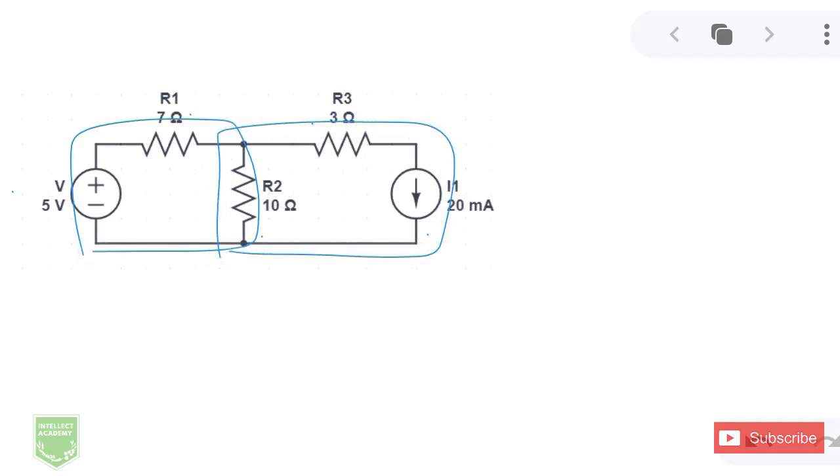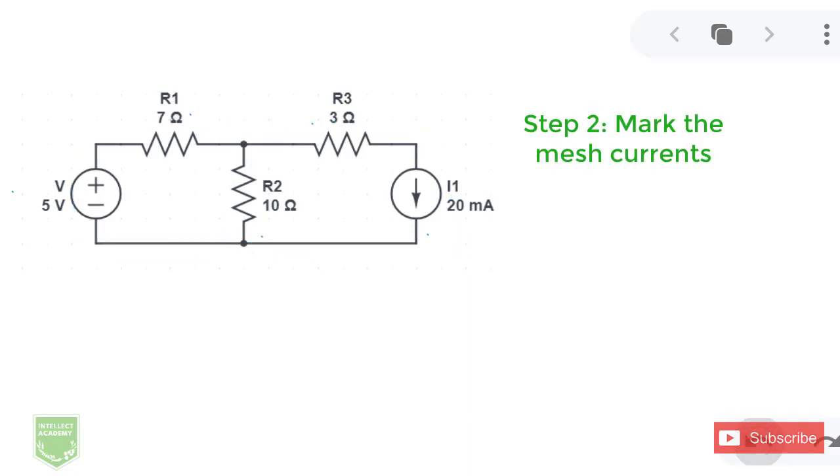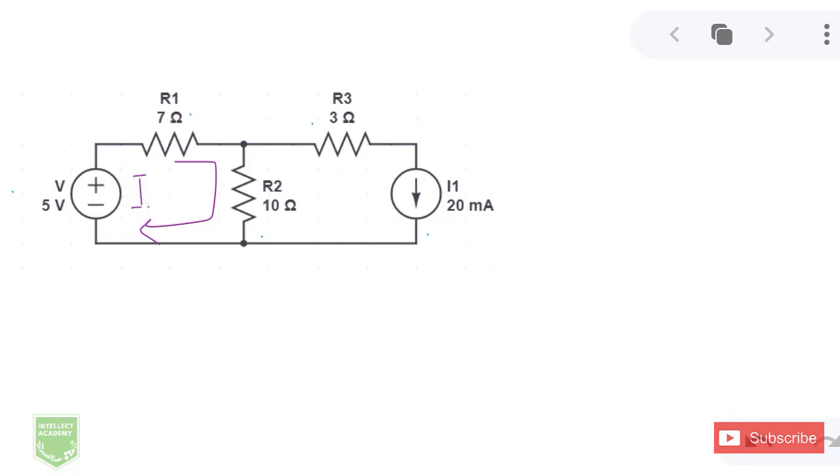The second step is to mark my mesh currents. Remember, you're actually aiming to find currents through mesh analysis, so first of all, you need to mark your mesh currents. My first mesh would be this one, and it would have a current I1. I'm going to mark them with a capital I so that I know that this is a mesh current. And then the second mesh would have a current I2.